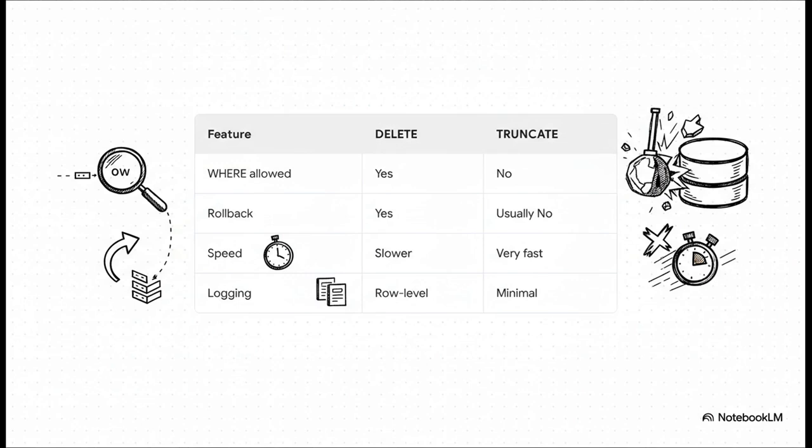So let's break that down into the professional details. Delete is precise, right? It lets you use a where clause. It's also way safer because it logs every single row's deletion. That means you can usually undo it with a rollback. Truncate is more of a blunt instrument. No where clause is allowed, and it's usually impossible to roll back. But because it does almost no logging, it is lightning fast. So use delete for surgery and truncate for total demolition.